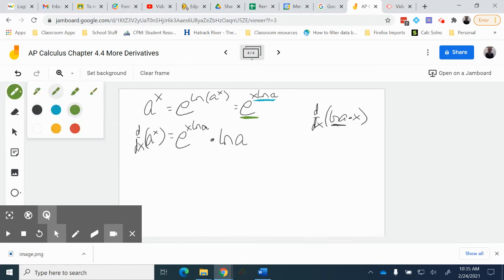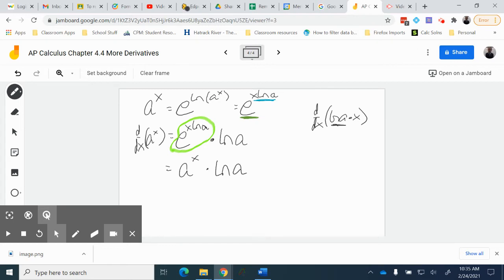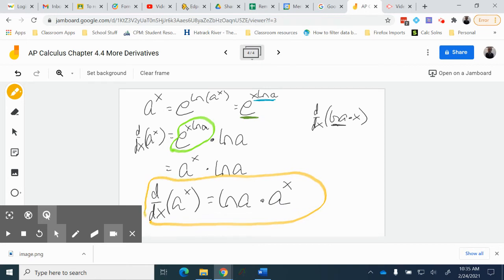This, however, going back a step, is just a to the x. So this derivative is equal to a to the x times the natural log of a. So now we can just rewrite this in a slightly more convenient order. It is itself times the natural log of whatever that base is.